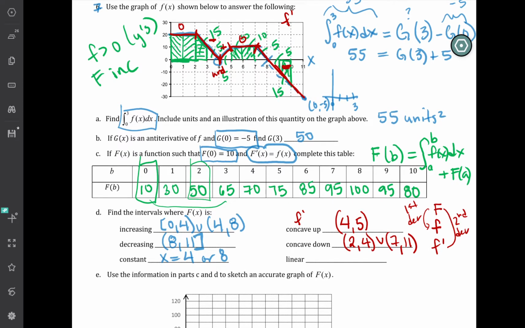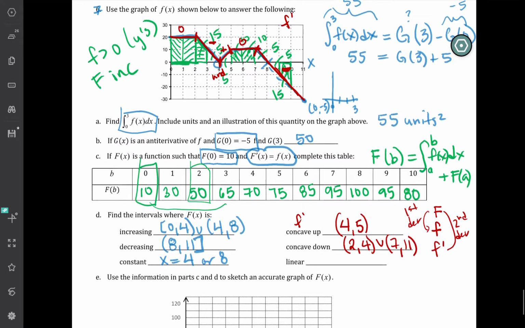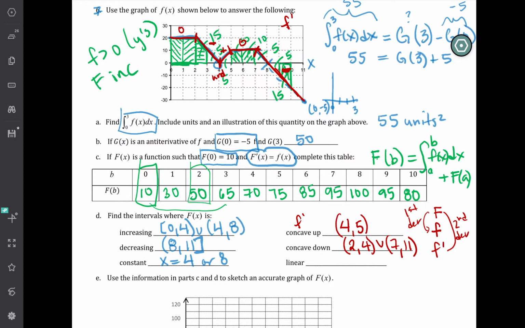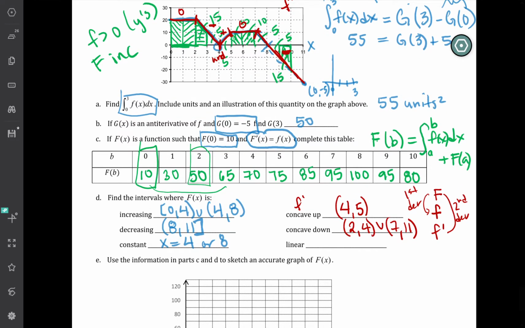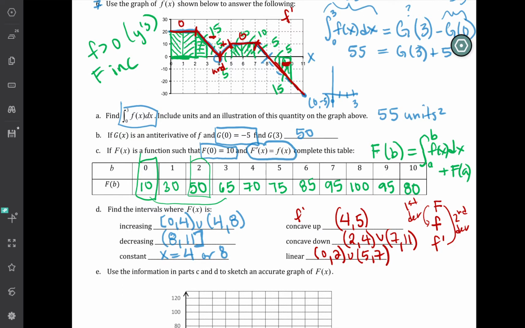So the second derivative of big F needs to be 0, which means f prime needs to be 0. So from 0 to 2, that is true. And from 5 to 7. So the slope is not changing on those intervals, which means the derivative will be 0.